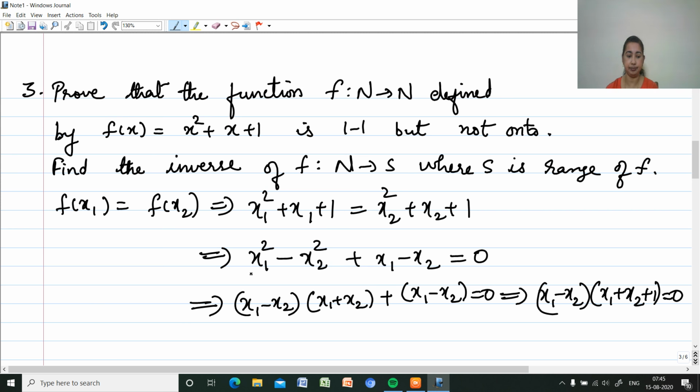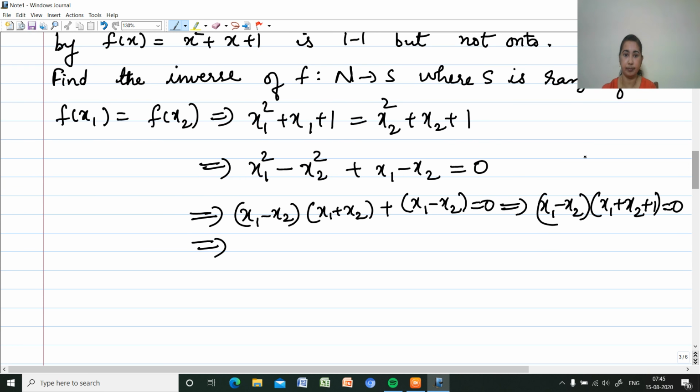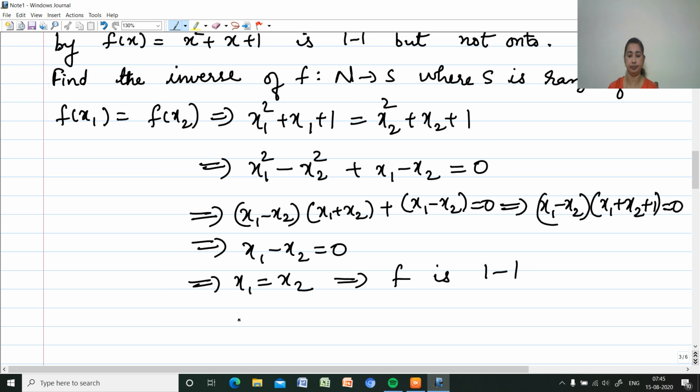This means that either the first term or the second term is 0, but x1 plus x2 plus 1 will not be 0. Therefore, x1 minus x2 is equal to 0. This implies x1 is equal to x2, which means f is 1-1.